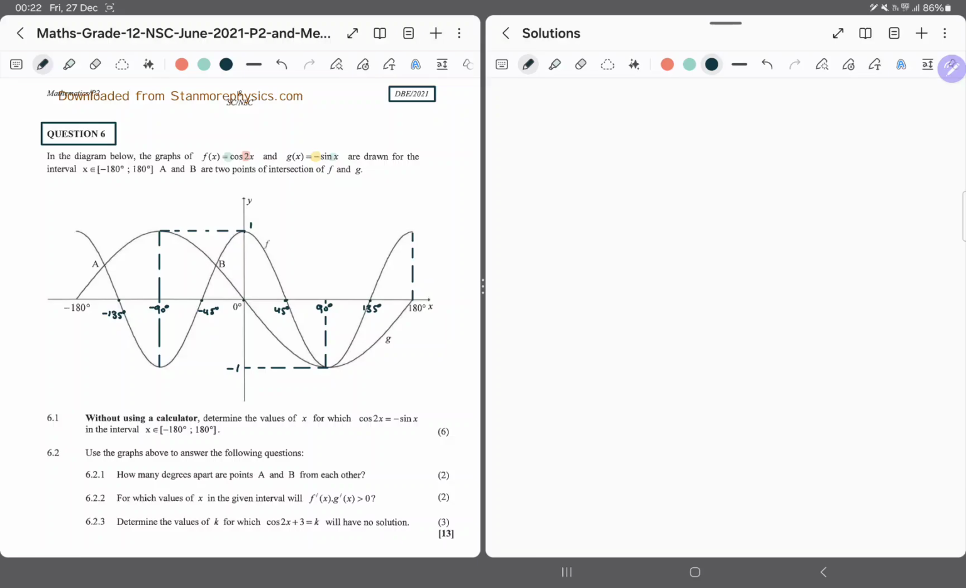So this is good, guys. This piece of analysis works all the time. It gives you details of what is probably given, not so detailed. Now, these graphs are drawn for the interval minus 180 to 180. And we are told A and B are the points of intersection of the two graphs. Not a problem. So we can answer some questions.